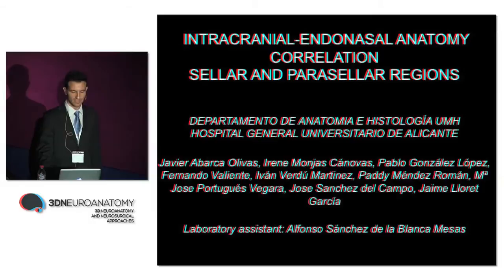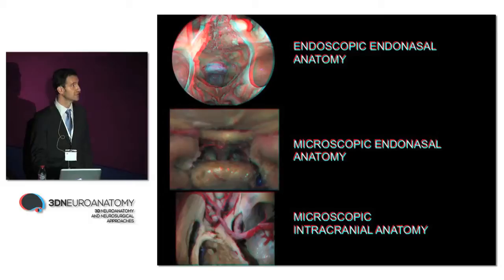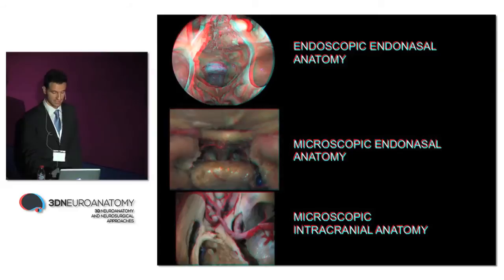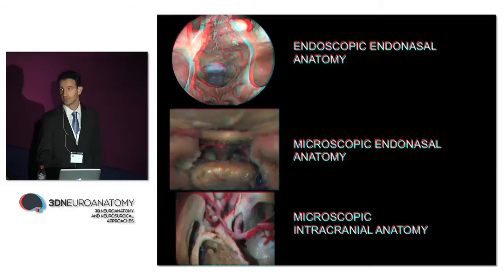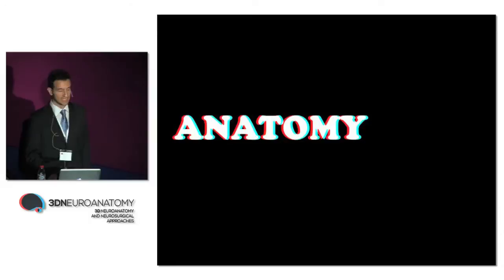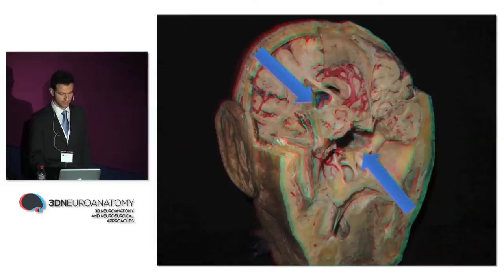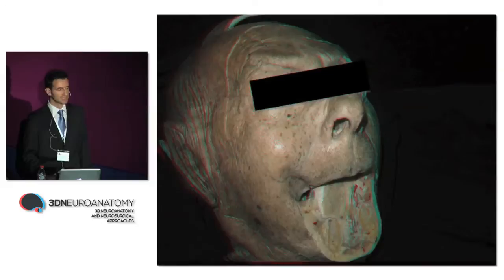Nowadays, we are attending different conferences of endoscopic endonasal anatomy, microscopic endonasal anatomy, microscopic intracranial anatomy. And my question is, do you think there are different anatomies? My answer is no. It's all the same anatomy, but from different points of view or instruments used. The objective of this session is to solve the sellar and parasellar anatomy from two different points of view, the intracranial view and the endonasal view.